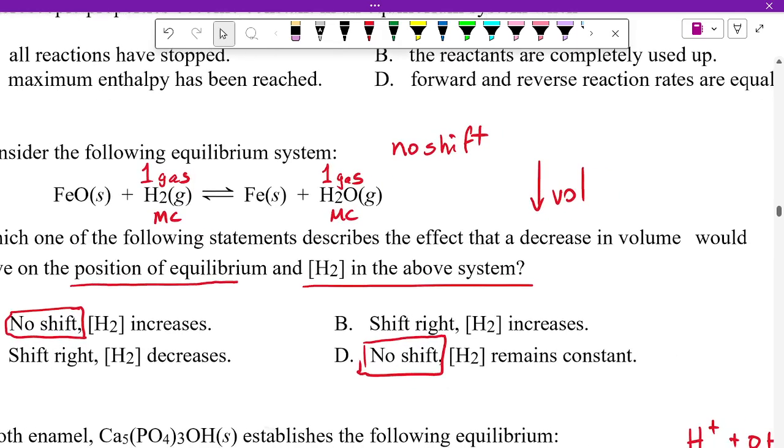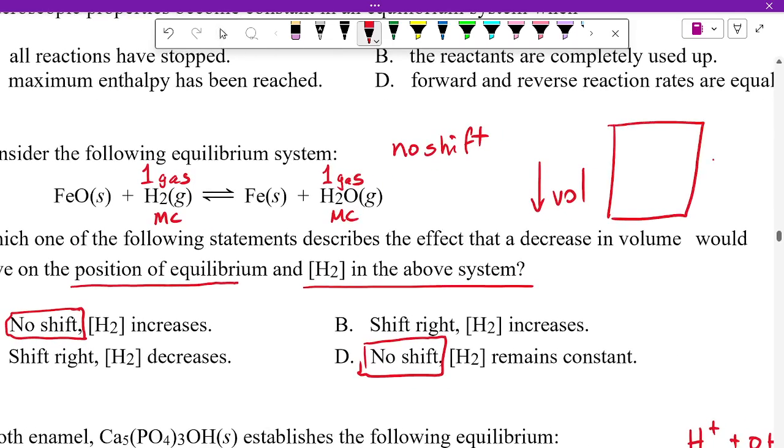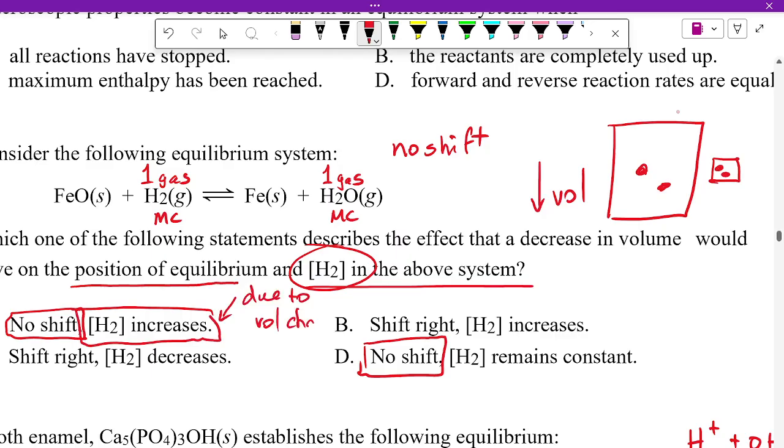If we decrease the volume, what happened to the concentration of H2? Oh, I thought it's constant, but it increases, yeah, because of the volume change. Not because of any shift, though. Yeah, it increases due to the volume change. Is good? Yeah. Cool, cool.